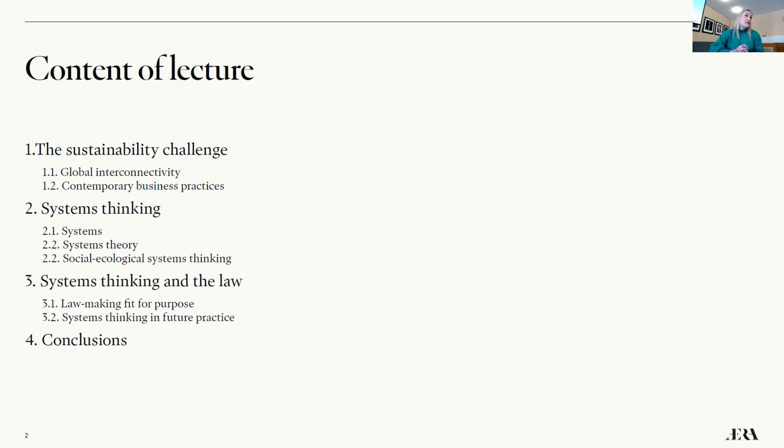And in terms of systems thinking, I take you through how I've been defining systems, some history on systems theory, and especially social ecological systems thinking. And then I address how systems thinking can be used in legal research, and when coming from a legal perspective, when doing the analysis. And I briefly discuss some specific concepts and approaches in that field on system thinking and the law, and also some implications or some learnings from recent projects.